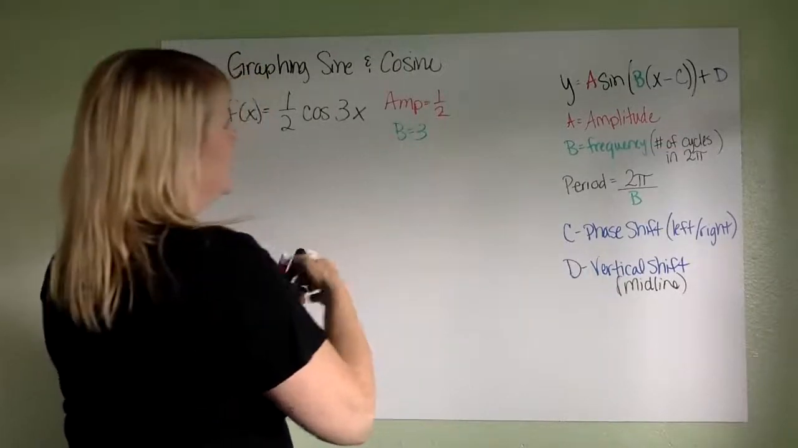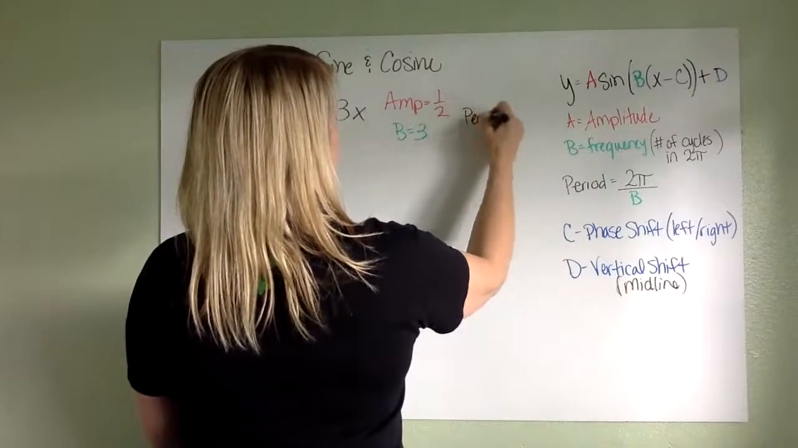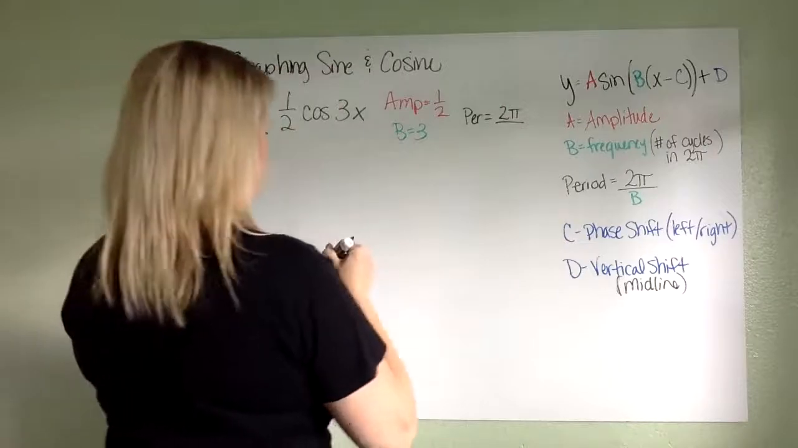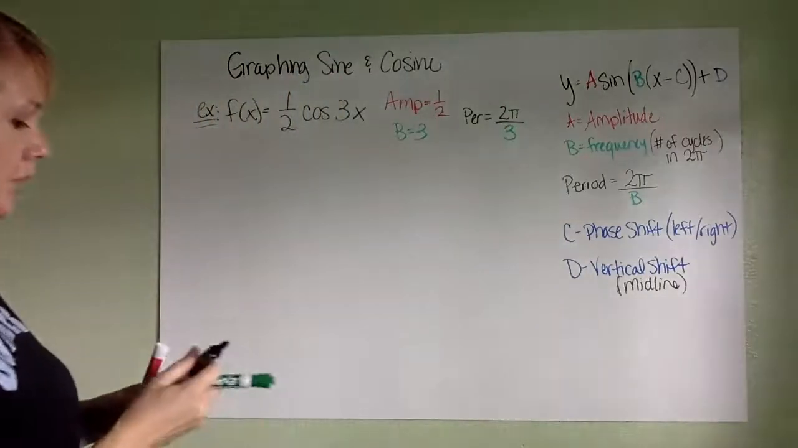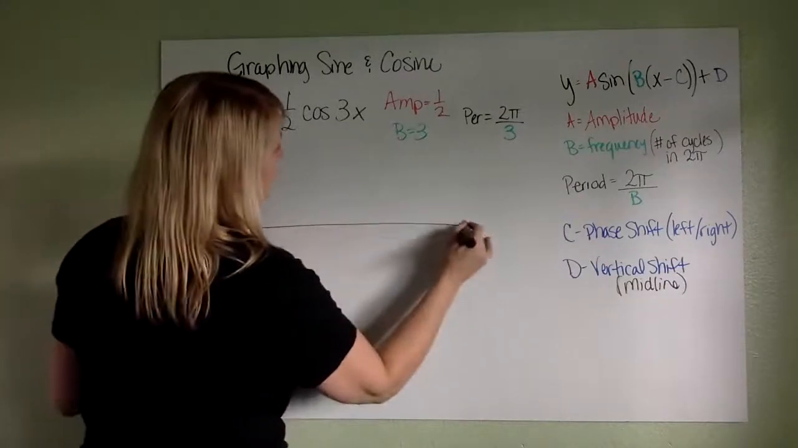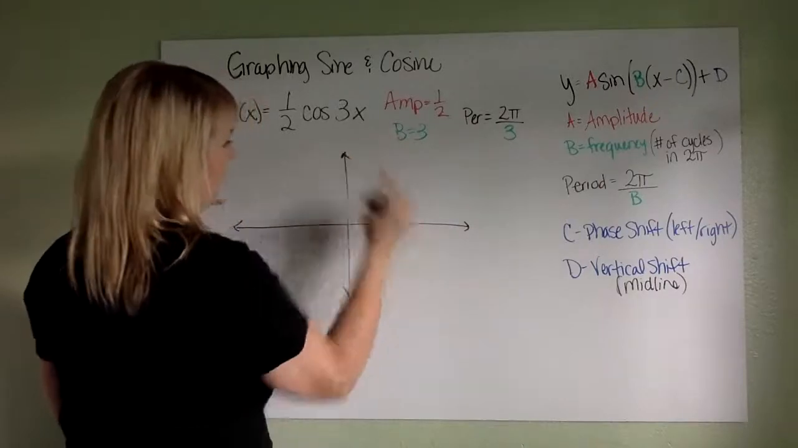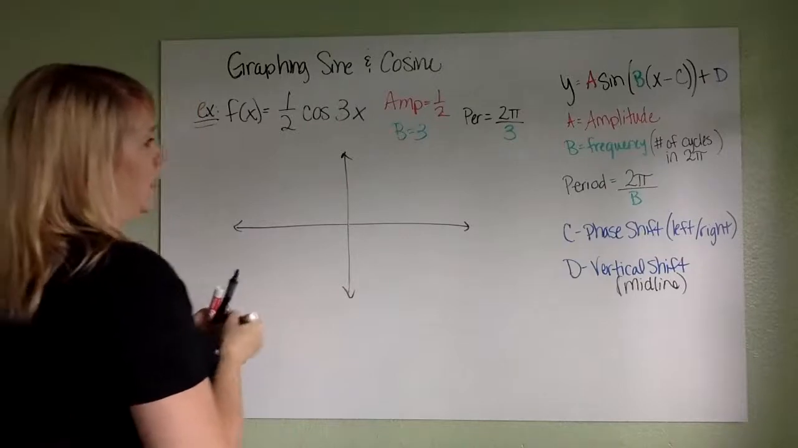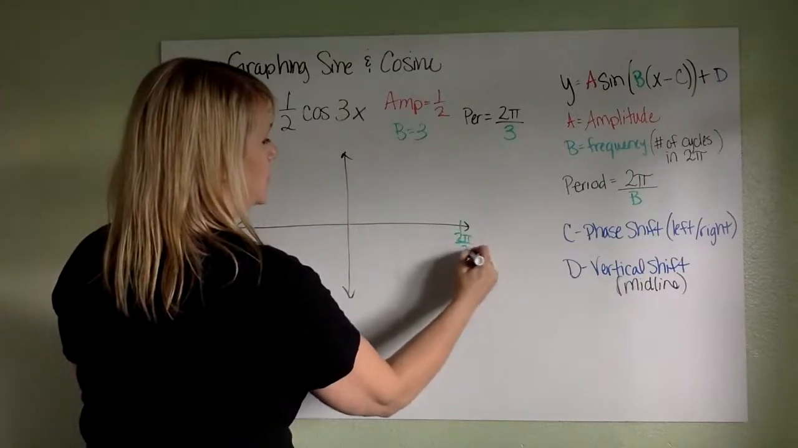And so we'll calculate our period, 2 pi over B, which is 3. So I'm going to graph 2 full periods of this function. The easiest way to graph 2 full periods of a function is to draw them to the right and to the left on the x-axis. So this 2 pi over 3 is going to go out here at my furthest mark.